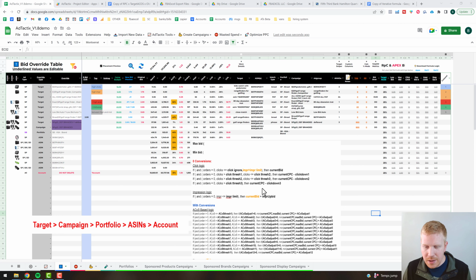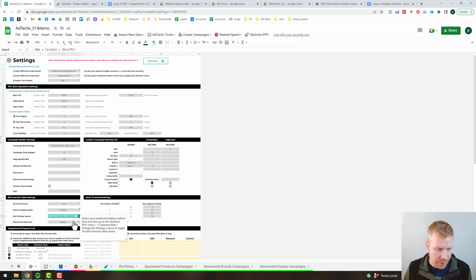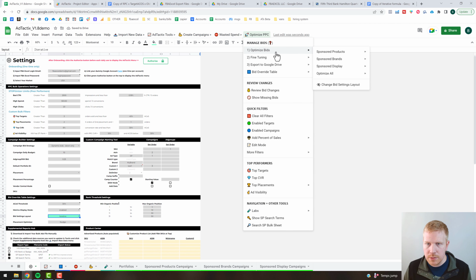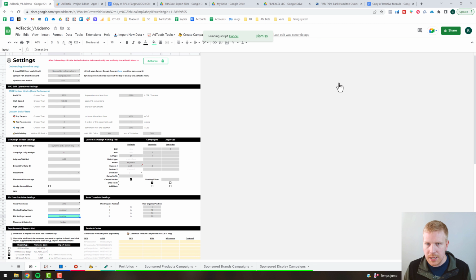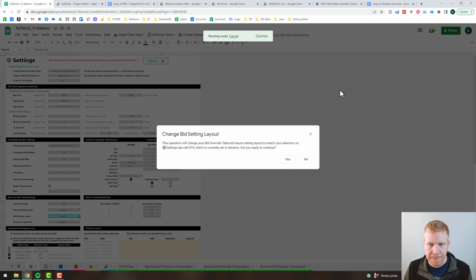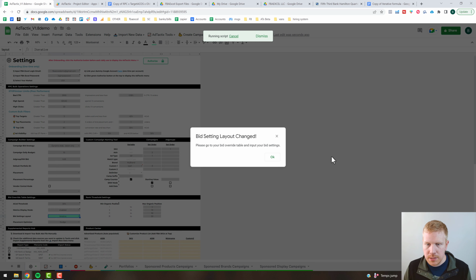And the idea of this method is it increments your bids based on a fixed small amount. So 3 cents plus 5 cents, depending on which kind of ACoS thresholds, or there's some click thresholds that your parameters may fall under. So to set this one up, you just go back again to your settings tab, and we're going to adjust this now to iterative. And then you're going to, likewise, as we did before, change bid setting layout. And I'm going to hit yes.